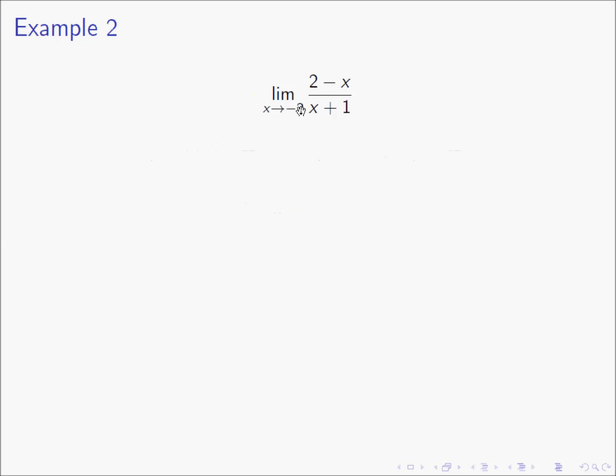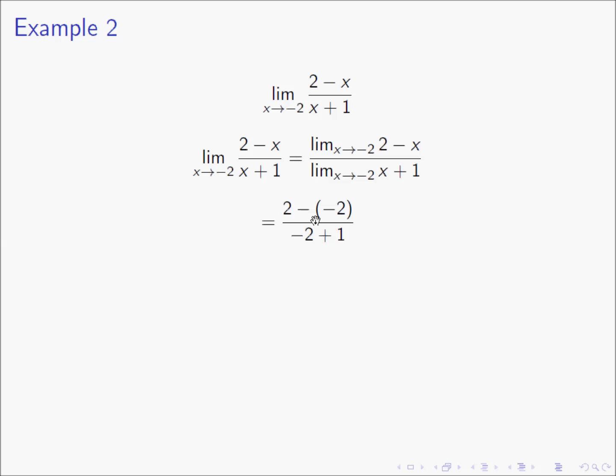Let's solve another example. Here we have the limit as x approaches minus 2 of this quotient here. So here we take the limit of the numerator, the limit of 2 minus x, and here below we have the limit of x plus 1. 2 minus x will approach 2 minus minus 2, and here below we have minus 2 plus 1. So here we get minus times minus as plus. We get minus 4, and that's the answer.